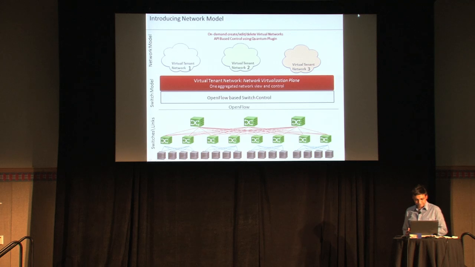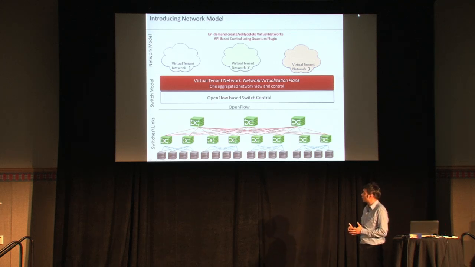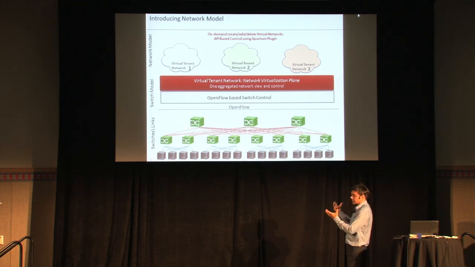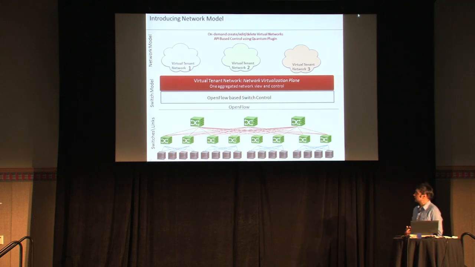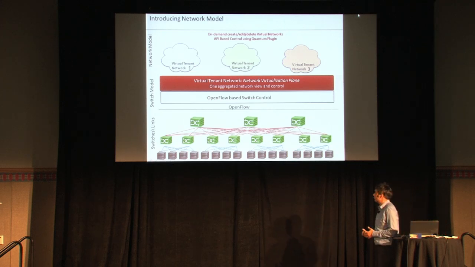So how does it look in general? What it essentially has is a switching link, which is an OpenFlow type of network, and the OpenFlow network is using OpenFlow control. What you want, to go from the switch model to a network model, is a virtual tenant network that we define here.